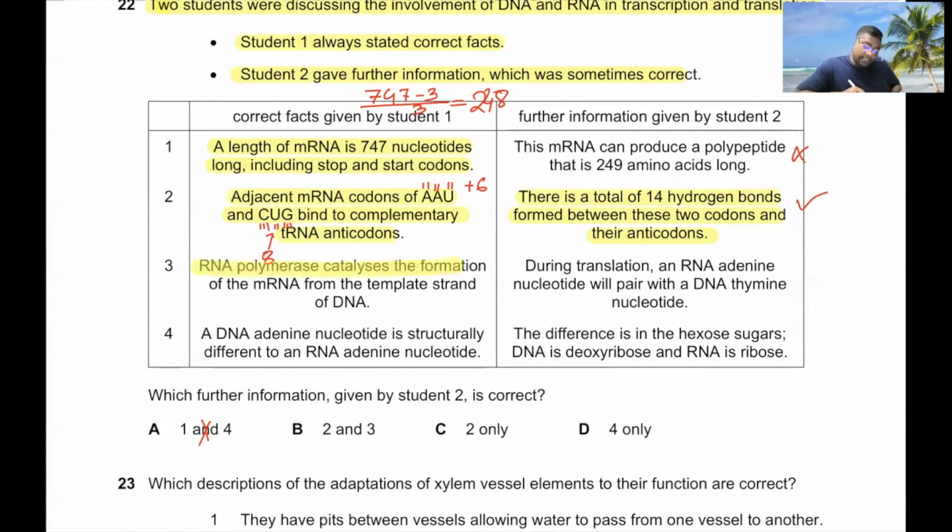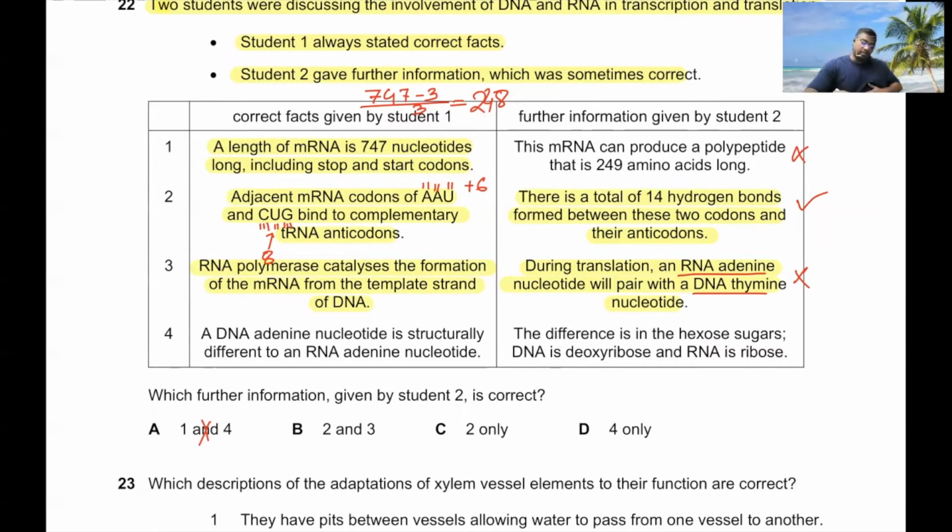RNA polymerase catalyzes the formation of mRNA from the template strand of DNA. During translation, an RNA adenine nucleotide will pair with a DNA thymine nucleotide. So translation does not involve an RNA adenine binding up with the DNA thymine. This is a wrong statement. mRNA will bind up with tRNA. So number 3 is wrong. So we have got only 2 correct.